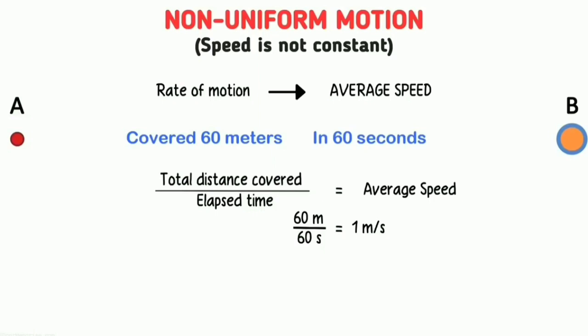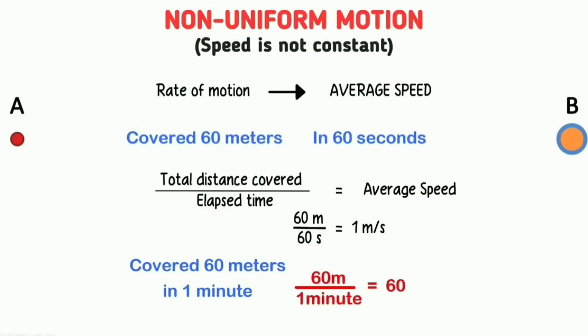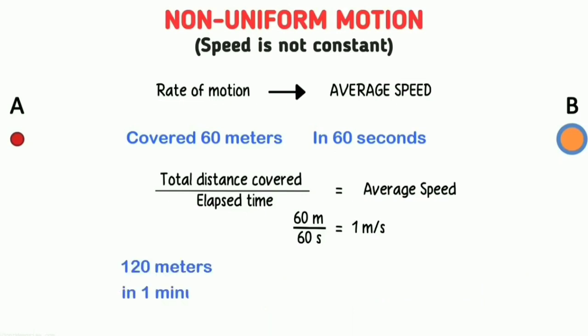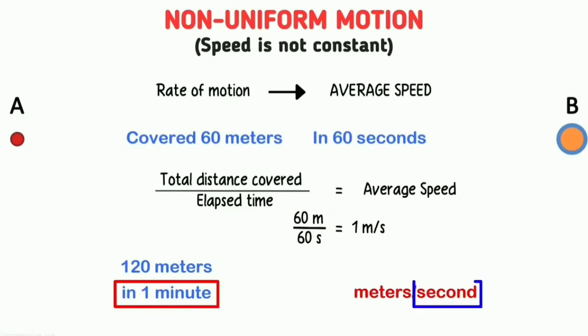If I had said this boy has covered 60 meters in 1 minute, you should not make the mistake of writing 60 divided by 1 equals 60 and say he's traveling at a speed of 60 meters per second. That's as fast as a bike. The best way, normally, would be to convert to standard units. So let's convert 120 meters in a minute into meters per second. Meters is already in standard form. As the standard form of speed is meters per second, we need to convert this minute into seconds.